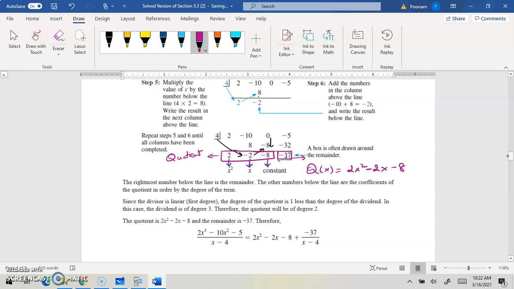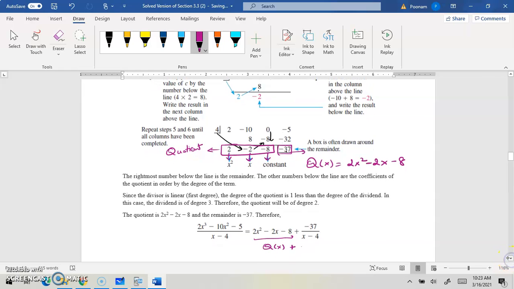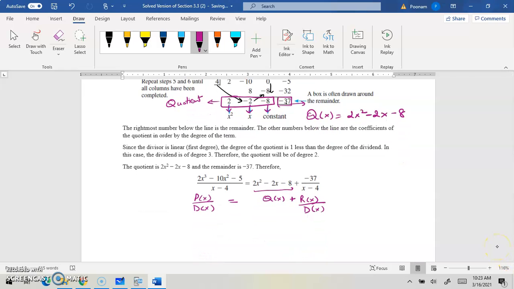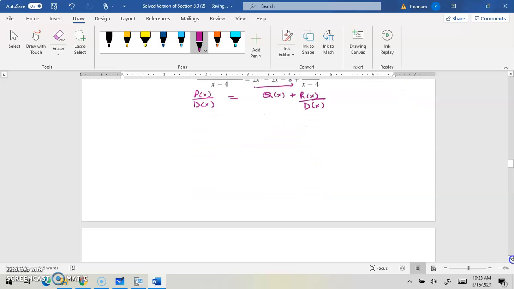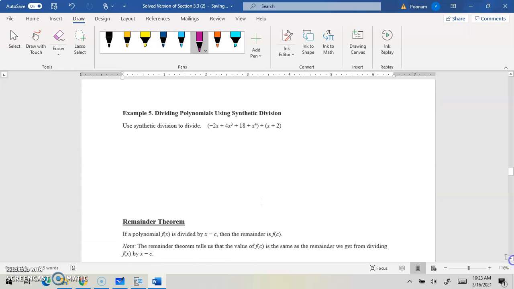Okay. So you remember how if it is written like 2x cubed minus 10x squared minus 5 divided by x minus 4, that can also be written as this: quotient plus the remainder divided by the divisor. So the polynomial divided by the divisor can be written as quotient plus remainder divided by the divisor. This is the synthetic division math. Let's do one more example of synthetic division.